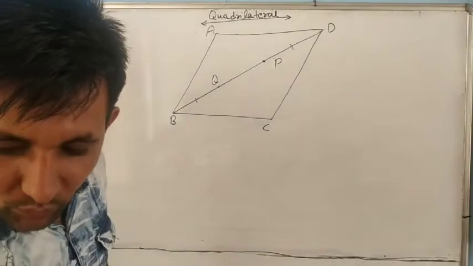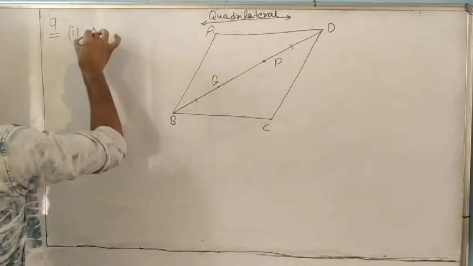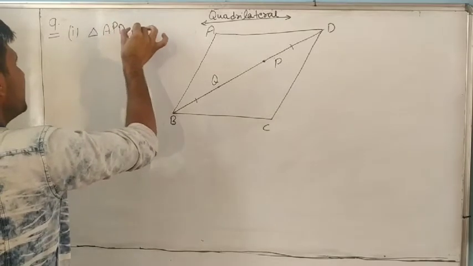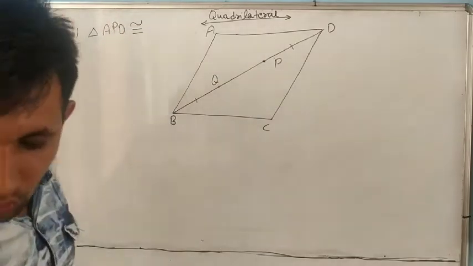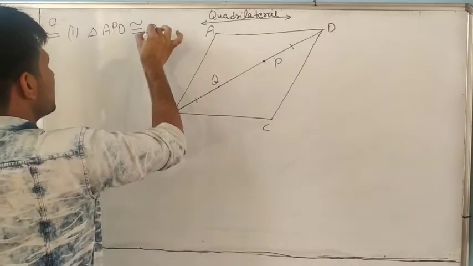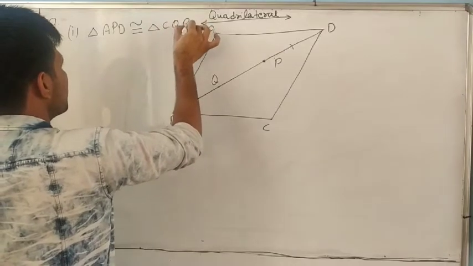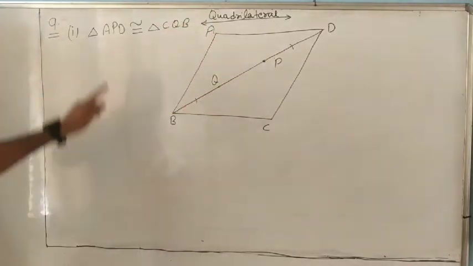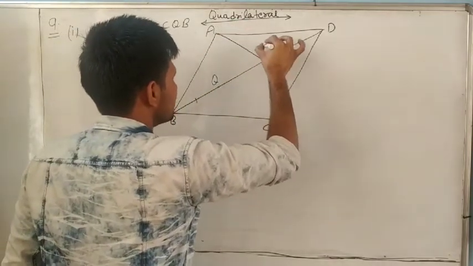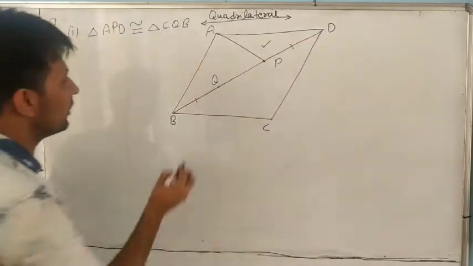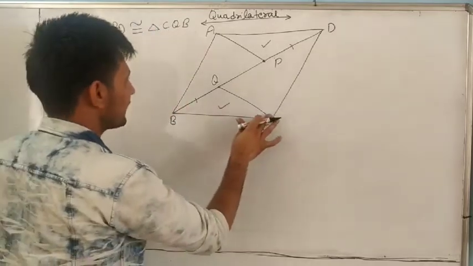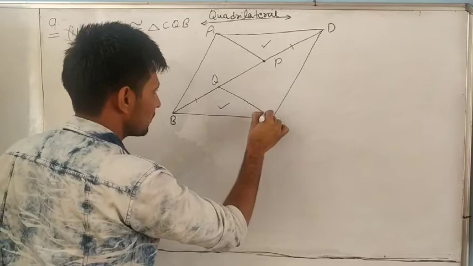The first part: show that triangle APD is congruent to triangle CQB. So join A to P. This is triangle APD and this is triangle CQB. So we have to prove that these two triangles are congruent.